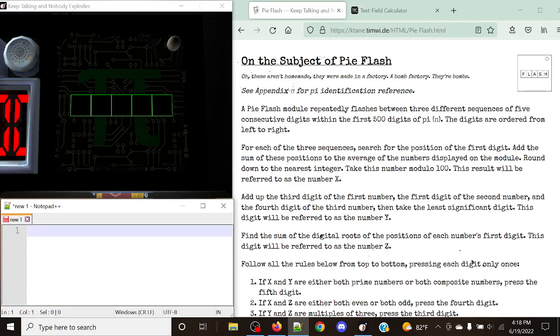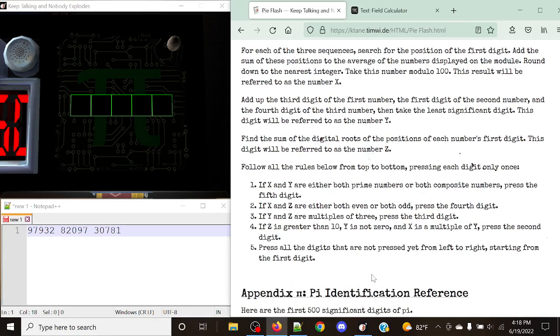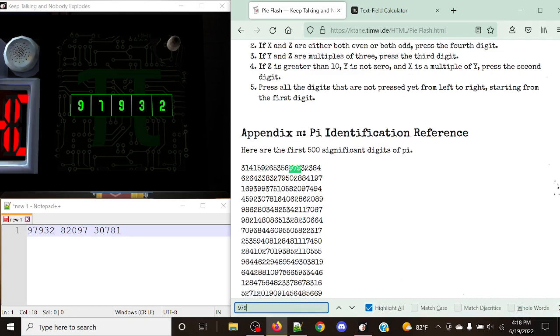Let's see, from start. Here we go. 97932, 82097, and 30781. Okay, so let me be sure. 97932, 82097, 30781. Perfect. Okay. Positions of these.